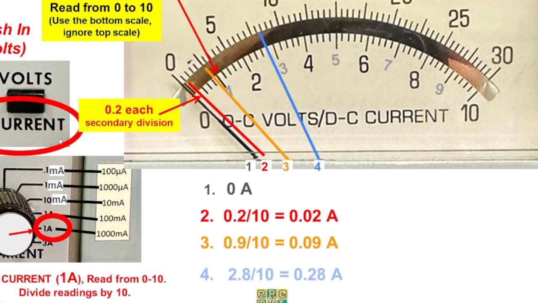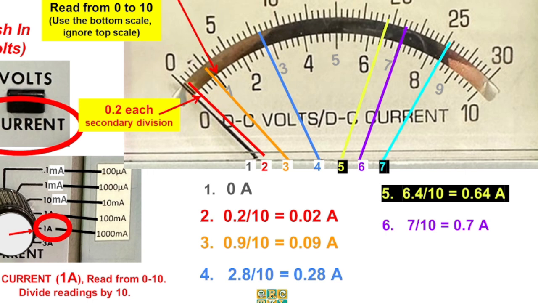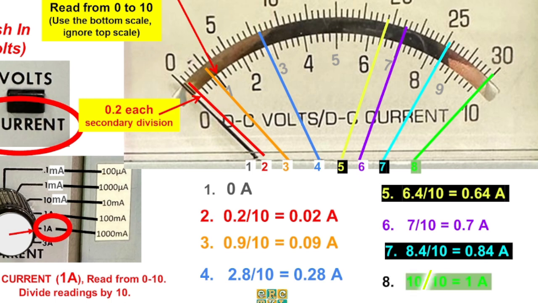And the next one, 0.9 will become 0.09 ampere. 2.8 will become 0.28 ampere. 6.4 will become 0.64 ampere. 7 will become 0.7 ampere. The next one, number 7, will be 8.4 divided by 10. We will get 0.84 ampere. And then the last will be 10 divided by 10. We will get 1 ampere.